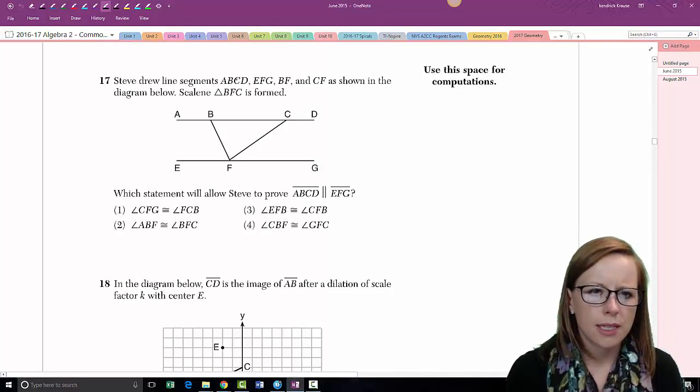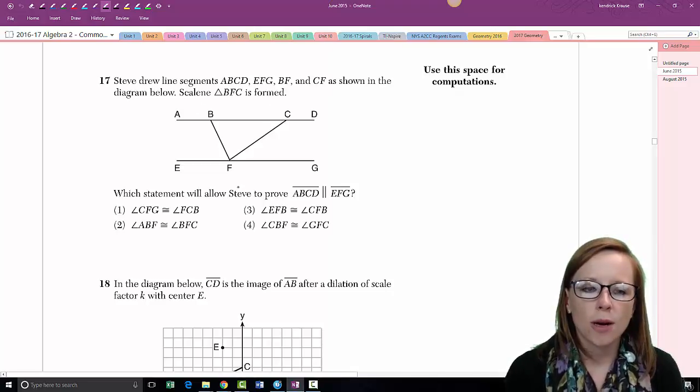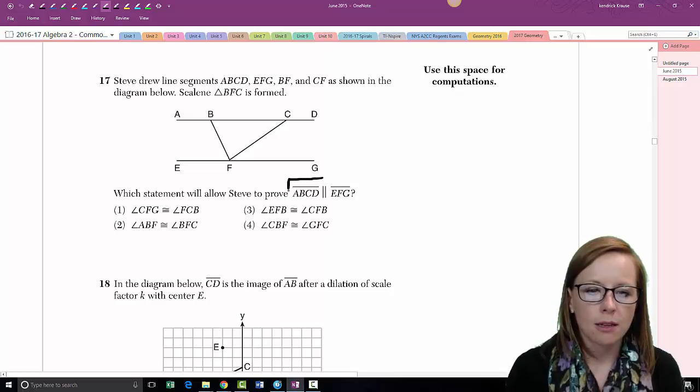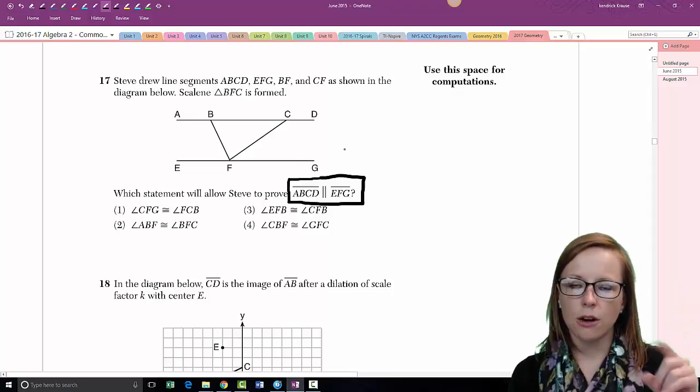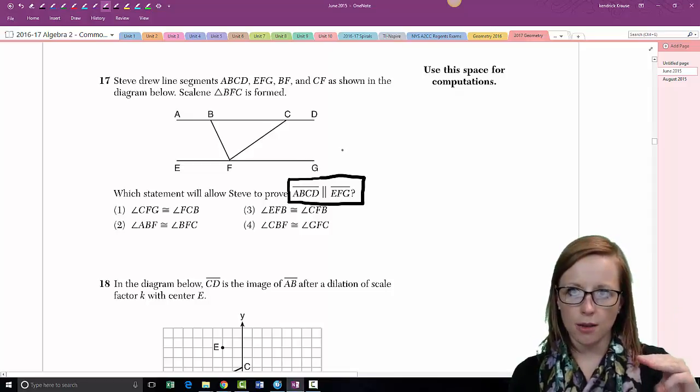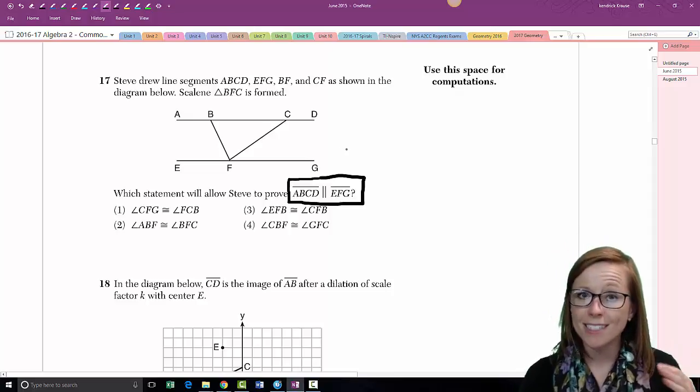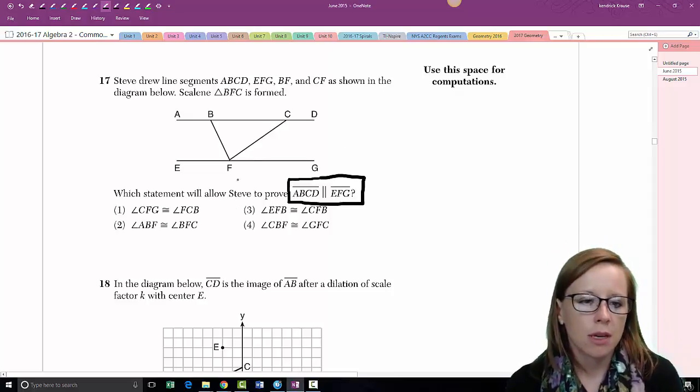Okay, so Steve drew line segments ABCD. Scalene triangle ABFC is formed. Which statement will allow Steve to prove parallel lines? Okay, parallel lines. When I see parallel lines, I think alternate interior, alternate exterior, corresponding, right? Those are the big ones. So right away, I'm looking around.